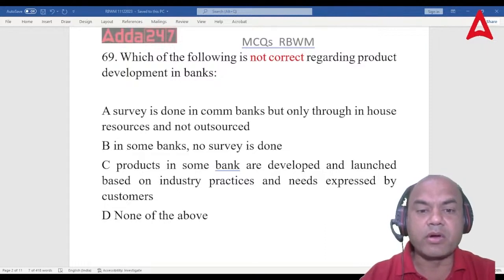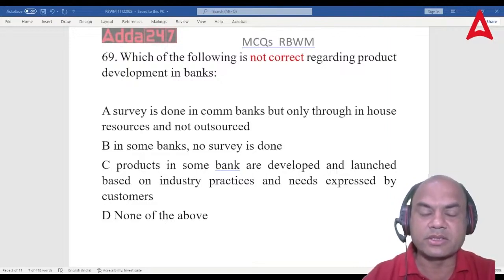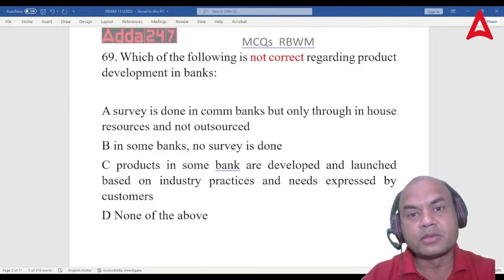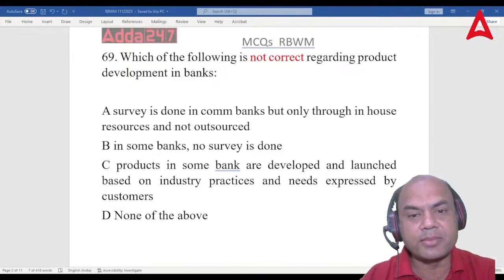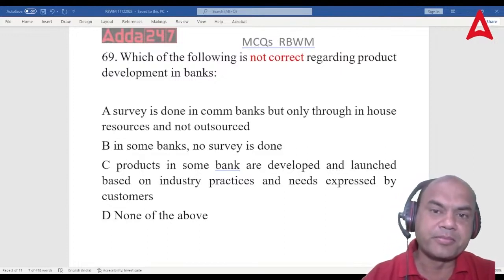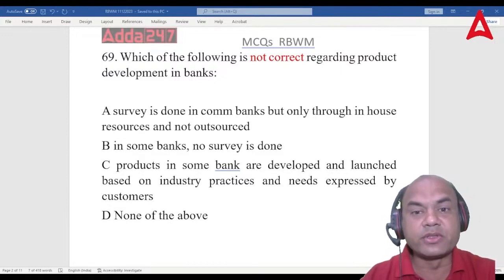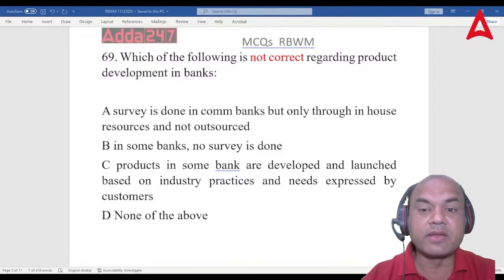D, products in some banks are developed and launched based on the industry practices and needs expressed by the customers. Means, whatever the major customers of the bank say, or the big customers of the bank say, this generally happens in cooperative banks again. And also in various new banks also. They develop the products fast. And last one is none of the above.